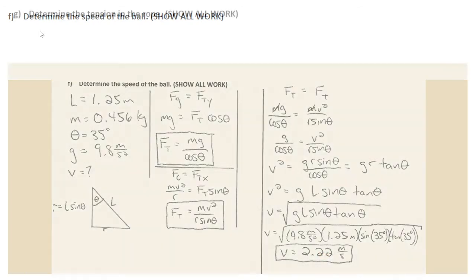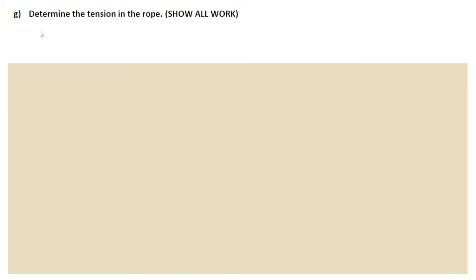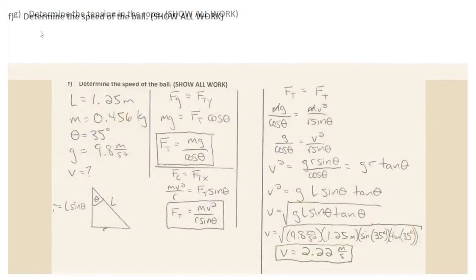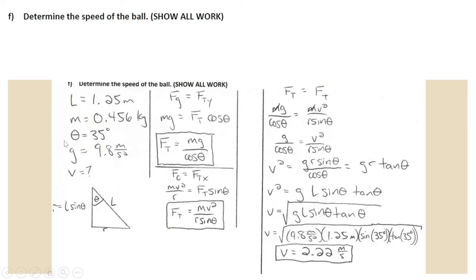Okay, moving on to the last part of this sheet here. Part G says to determine the tension in the rope. Before I show the solution, I want to go back and recognize that you actually could do that using the equations you have, now that you know the speed. Either equation can be used.